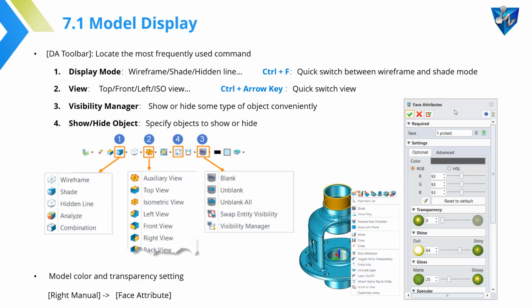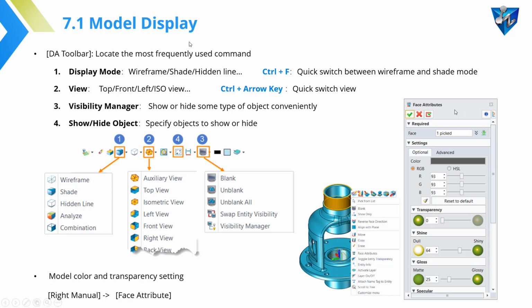The seventh part is about the model display in ZW3D. The first one I will introduce is the DA toolbar. It locates the most frequently used commands like the display mode. For the display mode, you can change to wireframe display, shaded display, or hidden line display. We also have the default shortcut, Ctrl and F, to quickly switch between the wireframe and the shaded mode.